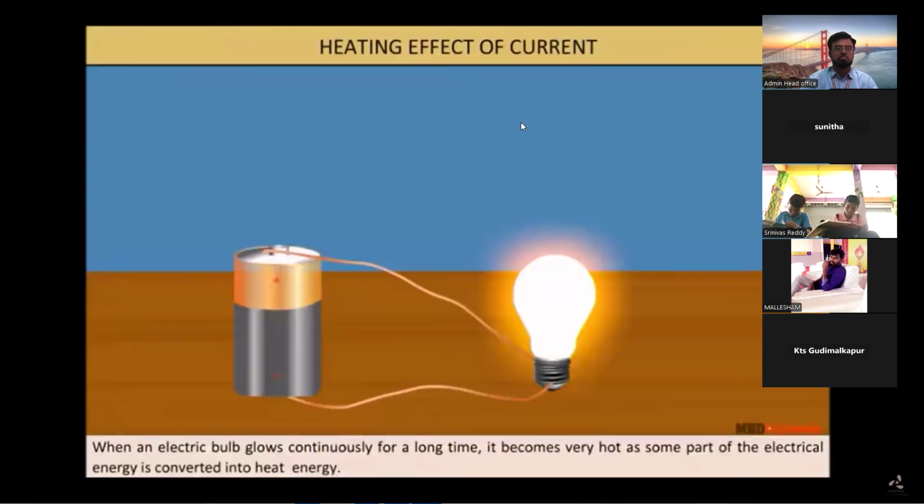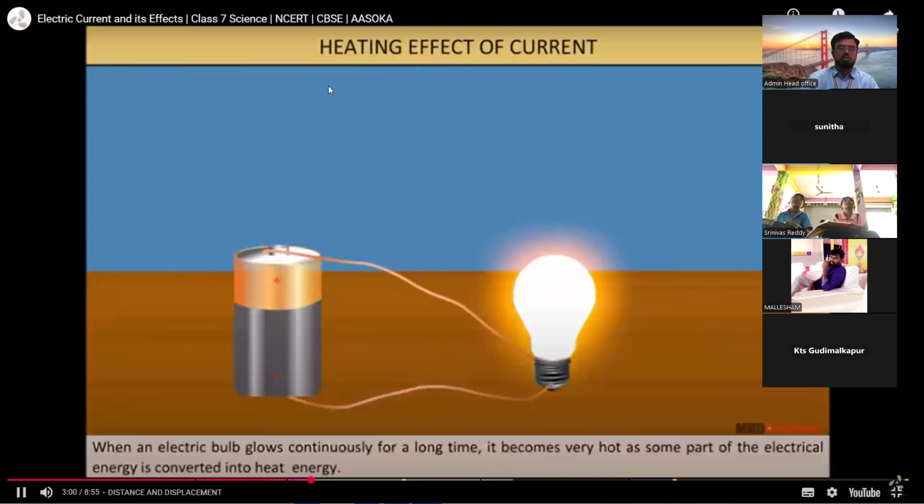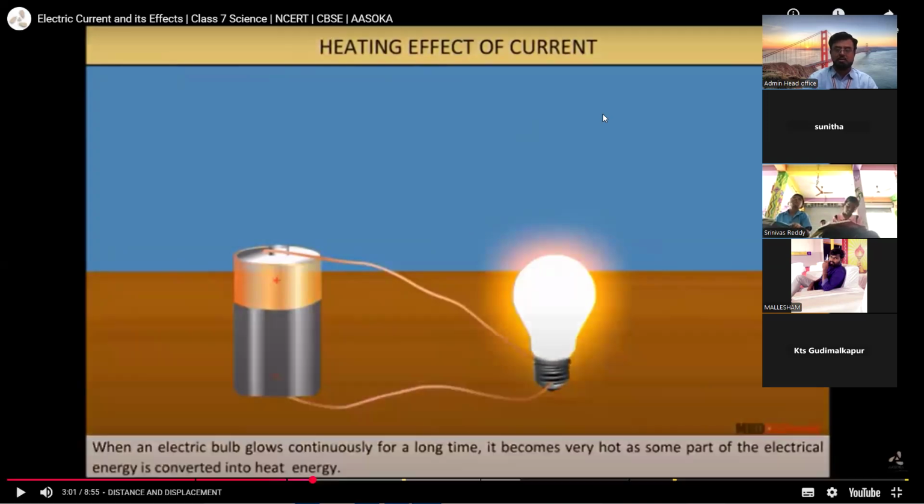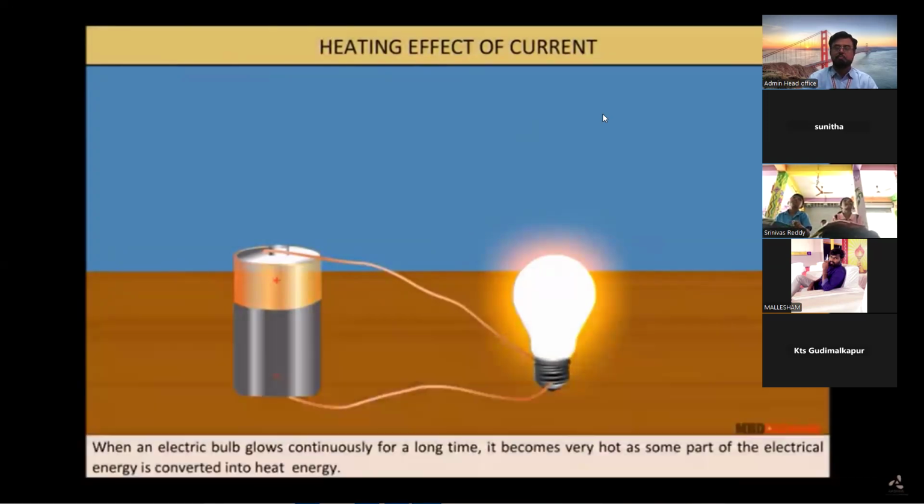Heating effect of current. When an electric bulb glows, we discussed the chemical effect. Now this is also a heating effect. It means when you pass current, it produces heat. You can see it in a bulb. When you pass current in the bulb for some time and touch it, you can feel that the bulb becomes hot. That is the heating effect of electricity, and it also gives light, which is called the lighting effect.